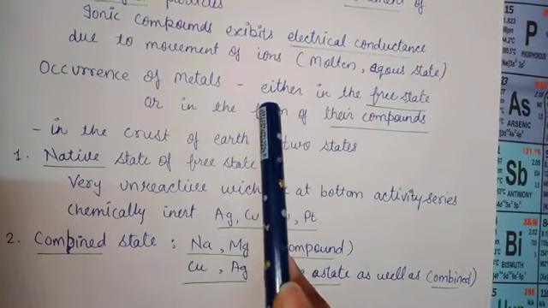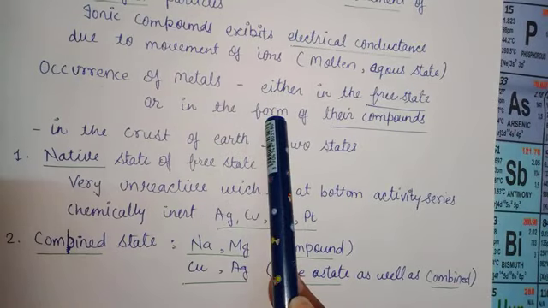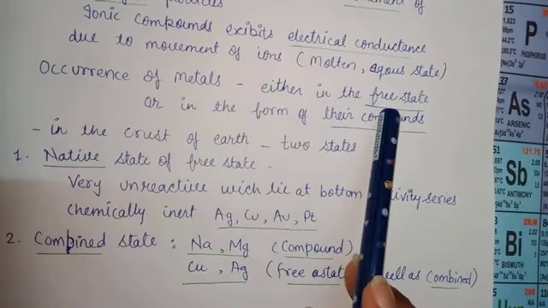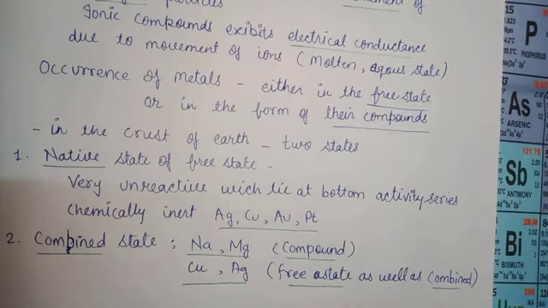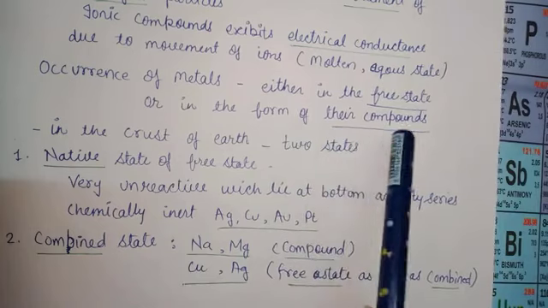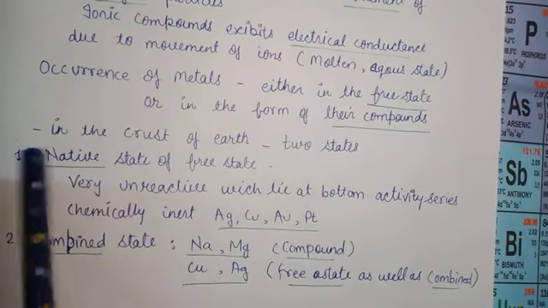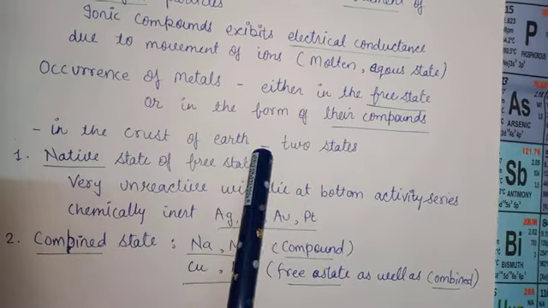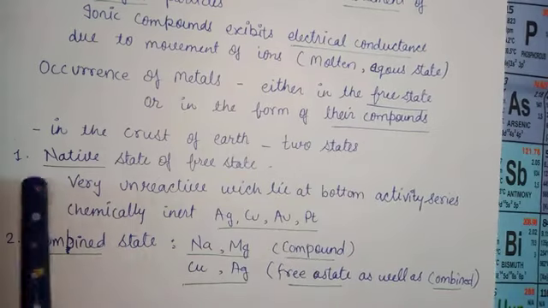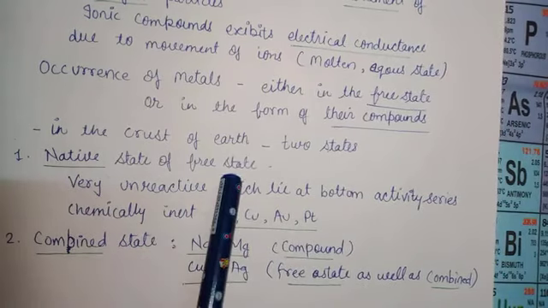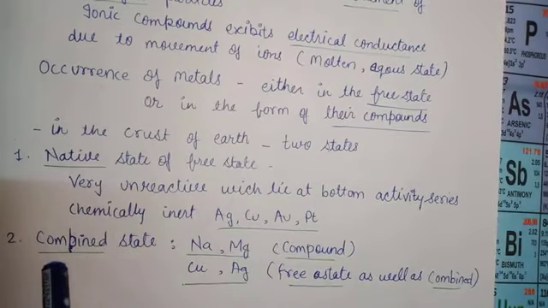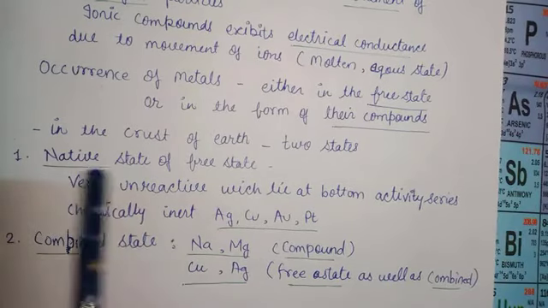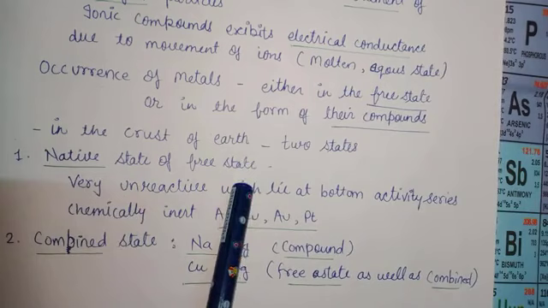In the earth's crust, metals are found either in the free state in nature, or in minerals in very small amounts, or in the form of their compounds. In the crust of earth, there are two states: first the native or free state, and the other is the combined state.